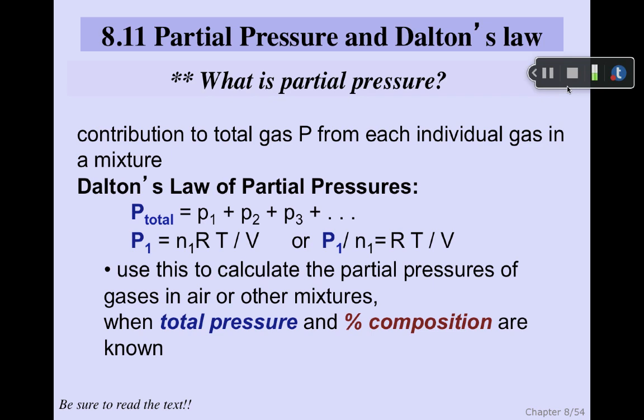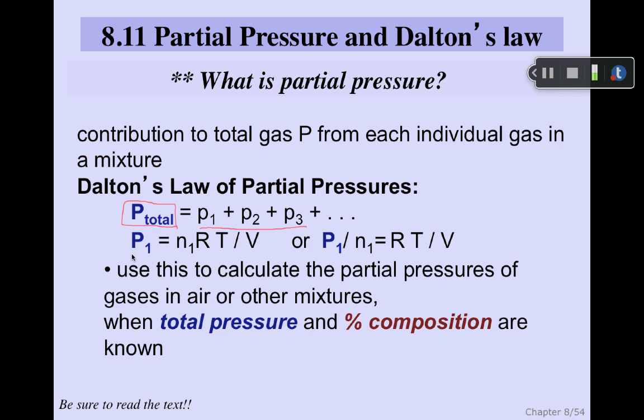When there's a combination of gases in a mixture, which is not uncommon, the contribution to the total pressure from each individual gas, put together, gives you the total pressure. So add up the individual pressures, you get a total pressure.